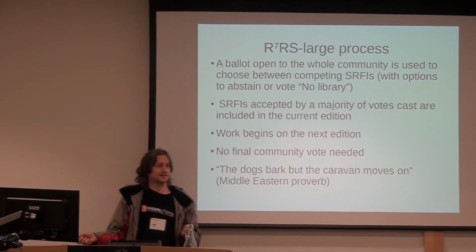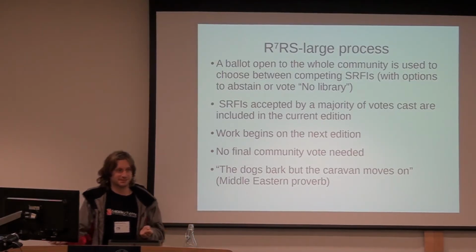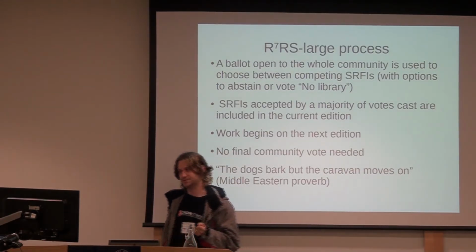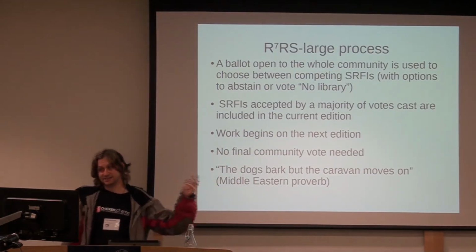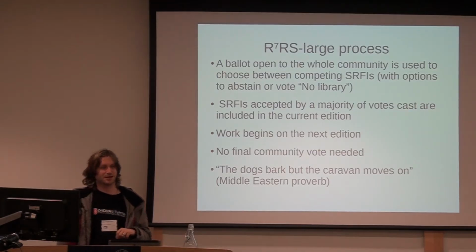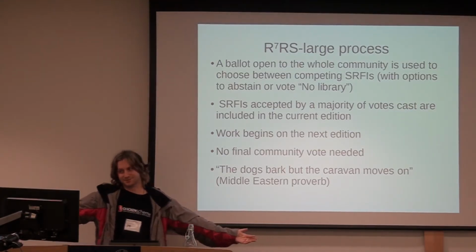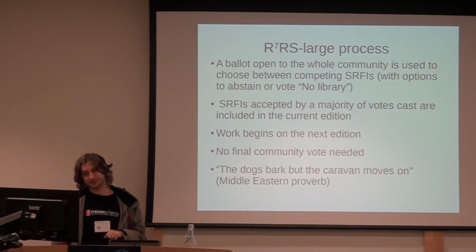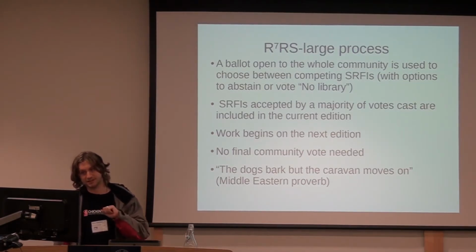And then come ballot time, we say, right, we want to put together the red edition, so here are the options that people have submitted for doing their mutable cells. Have a nice vote, see which one you like. And as it says, there are options to abstain or vote no library, saying I don't like any of these, we should start again from scratch and think of something better. And so SRFIs get accepted by a majority of votes including the edition, and then we start on the next edition.